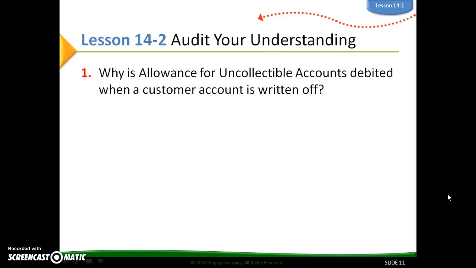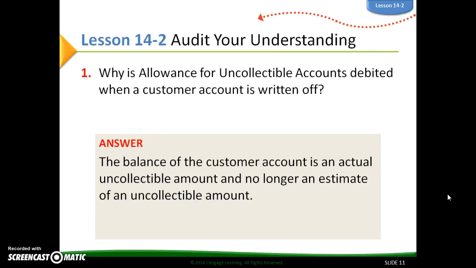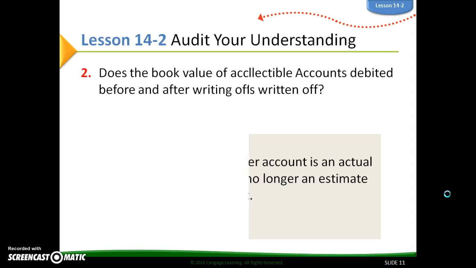All right, why is allowance for uncollectible accounts debited when a customer account is written off? The balance of the customer account is an actual uncollectible amount, and it's no longer an estimate of that uncollectible amount, so we need to go ahead and zero it out.